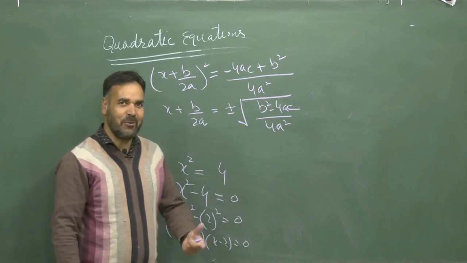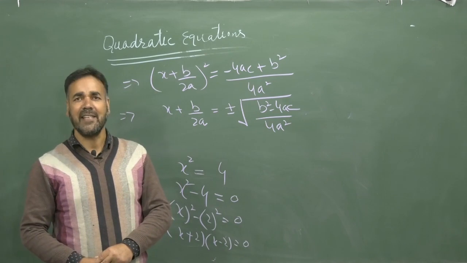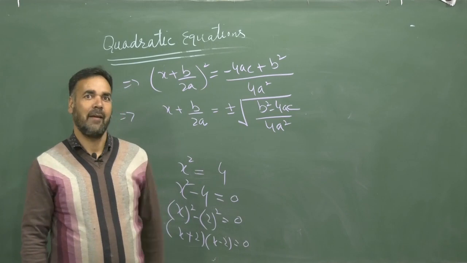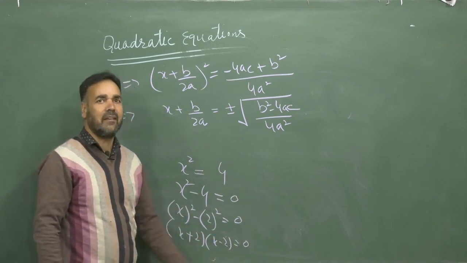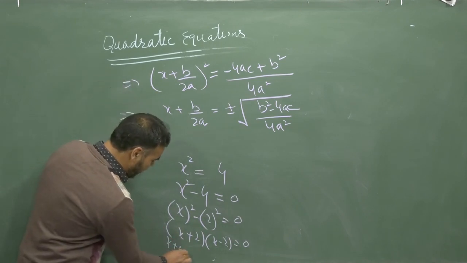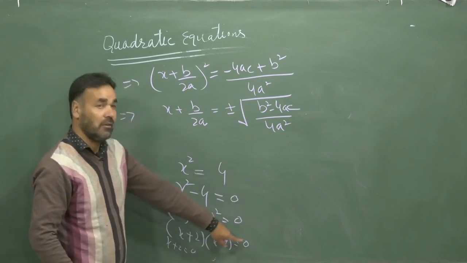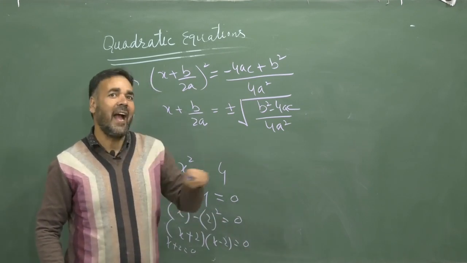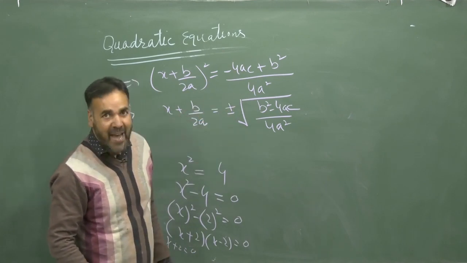This x plus 2 and x minus 2 are said to be the two factors of the quadratic equation. And both factors cannot be equal to 0 simultaneously. Either this should be equal to 0 or this should be equal to 0. So when x plus 2 is equal to 0, x is equal to minus 2, and here x will be equal to plus 2. So x has got two values, plus 2 and minus 2. That is why we can say it should be plus and minus.